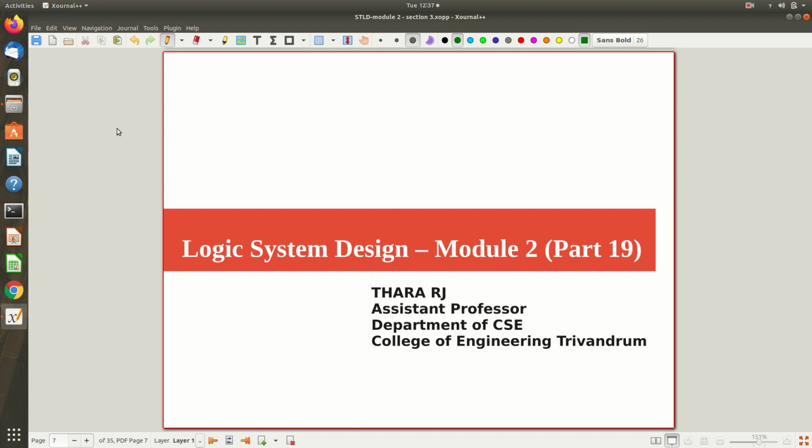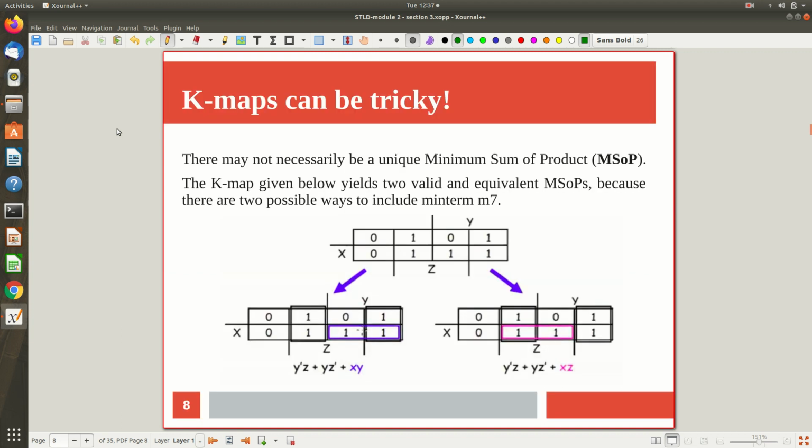So we are continuing our discussion on K-map again. I hope you have gone through the previous video and you're not directly coming to this, okay? Let's see something more about K-map. Sometimes this K-map can be tricky, okay? So some scenarios are explained here.